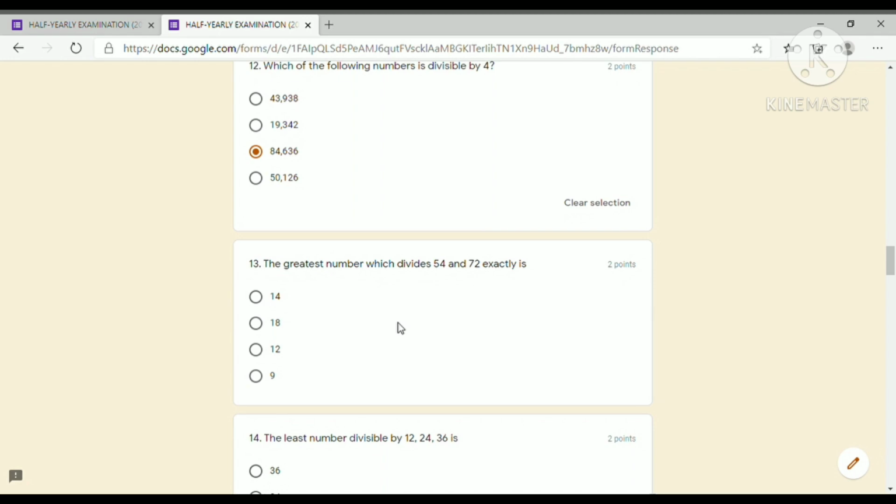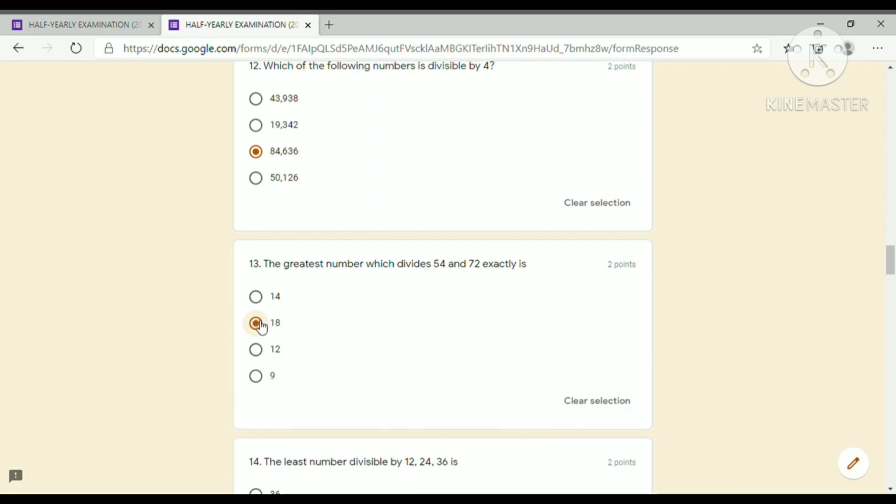Now, the greatest number which divides 54 and 72 exactly is? Whenever we have to find the greatest number which divides 54 and 72 exactly, what we have to find here is the HCF. You can find the HCF of 54 and 72 by any method: the short division method or the long division method. But first you should know what you have to find. Here we have to find the HCF. If I find the HCF of 54 and 72 by the short division method or the long division method, the correct answer is 18.